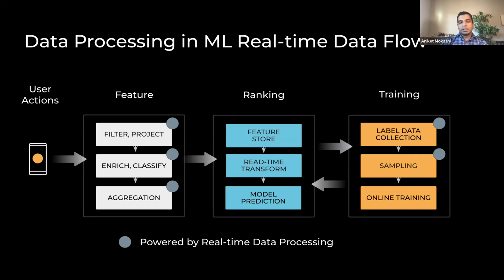So this is a typical system, but amongst all the components of this system, you can see that half of them are powered by real-time stream processing. So you can see how much use of stream processing there is in machine learning, especially at Meta.